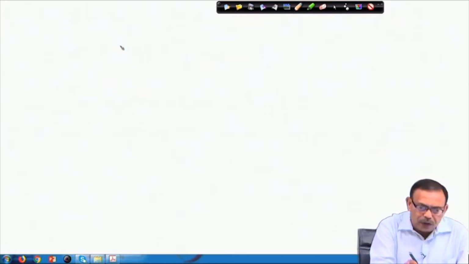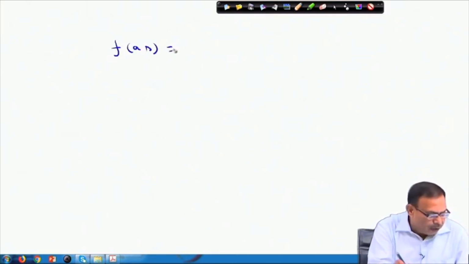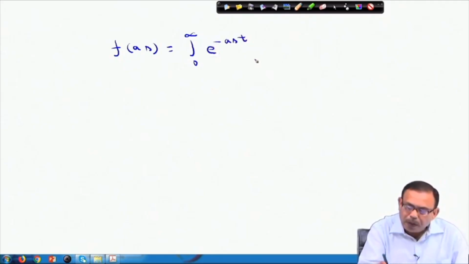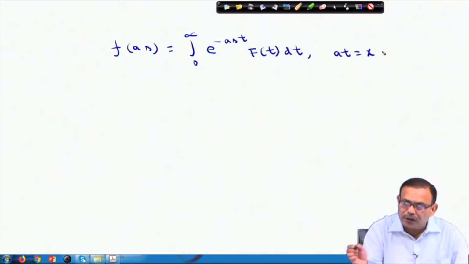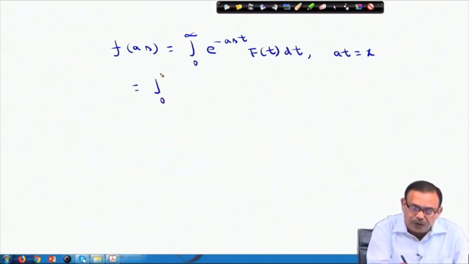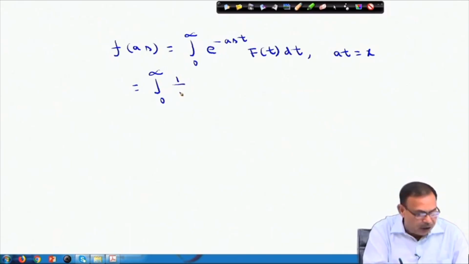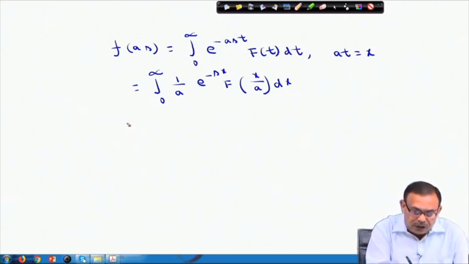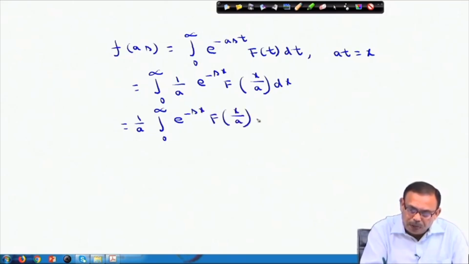For the proof, F of a s is nothing but the integral from 0 to infinity, since it is a s there, of e power minus a s t into f t dt. On this, if you substitute a t equals x, this will become the integral from 0 to infinity, the limits remaining the same. So, 1 by a will come, e power minus s x into f of x by a into dx. Once I substitute a t equals x, this integral equals 1 by a going outside, the integral from 0 to infinity of e power minus s x into f of x by a into dx.